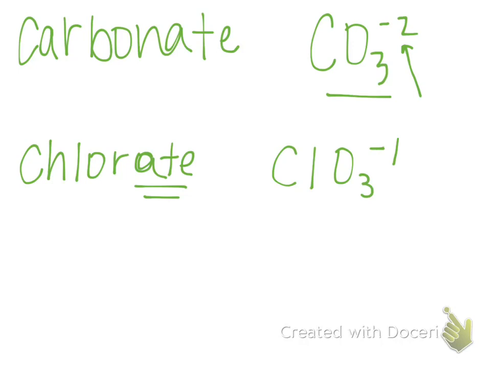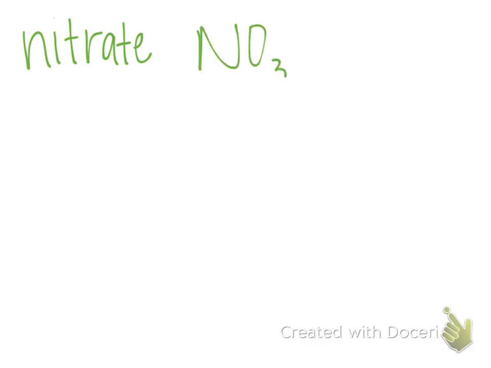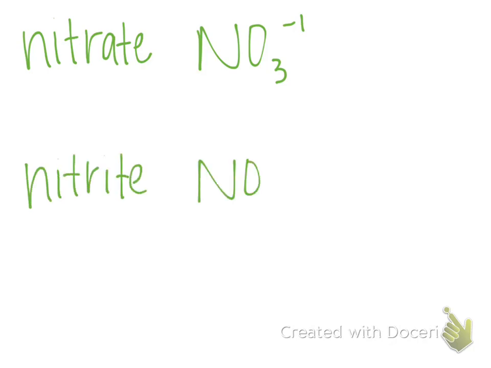Okay? So I want you to look at nitrate and nitrite on your sheet. Nitrate is NO3 minus 1. What do you see nitrite is? NO2 minus 1. So the difference between an -ate and an -ite is that we lose one oxygen atom.